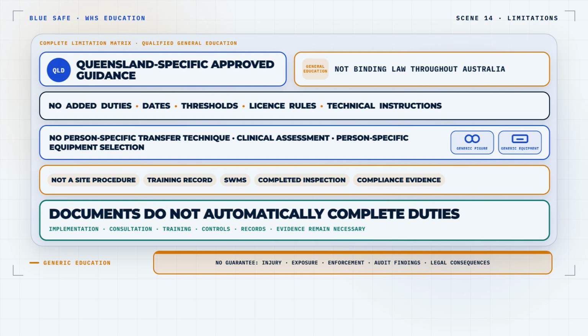Documents do not automatically complete duties. Implementation, consultation, training, controls, records, and evidence remain necessary. No outcome is guaranteed, including absence of injury, exposure, enforcement action, audit findings or legal consequences.